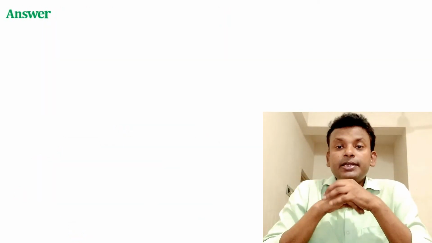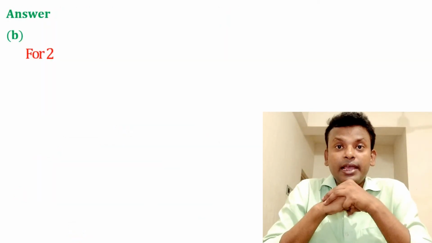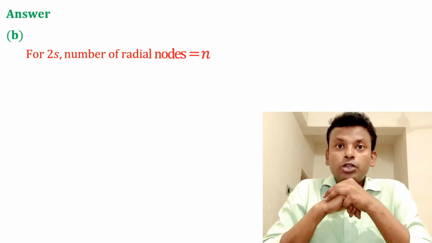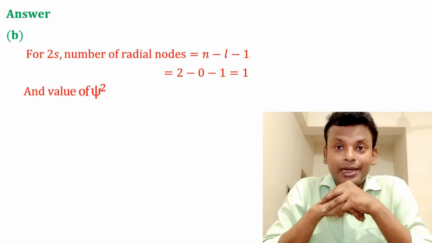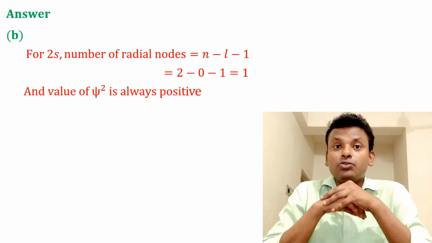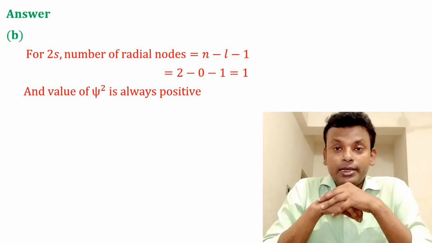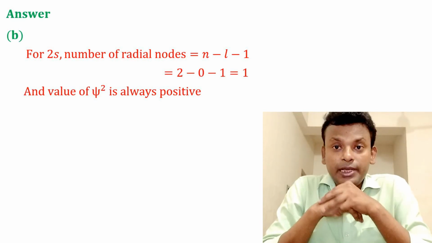Answer: option B is the correct answer. For the 2s orbital, n equals 2, l equals 0. So the number of radial nodes equals n minus l minus 1, that is 2 minus 0 minus 1, that is 1. The value of ψ² is always positive. So option B is the correct answer.